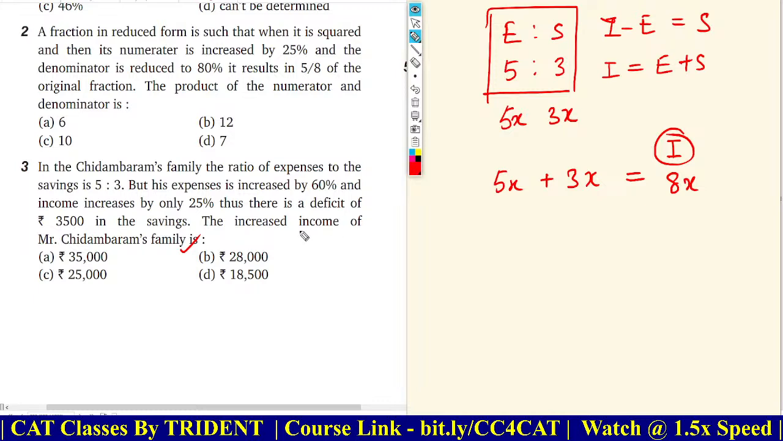Now, the next part is that expenses are getting increased by 60%. So expense will increase by 60%. If you have no idea, I'll just do 5x into 1.6. That's it. And income is also increasing by 25%, right? So 25% you can write as 5/4, or you can write 1.25. I can write 5/4. So let's write 8x into 5/4. I am just writing this entirely. So this is going to be 10x.